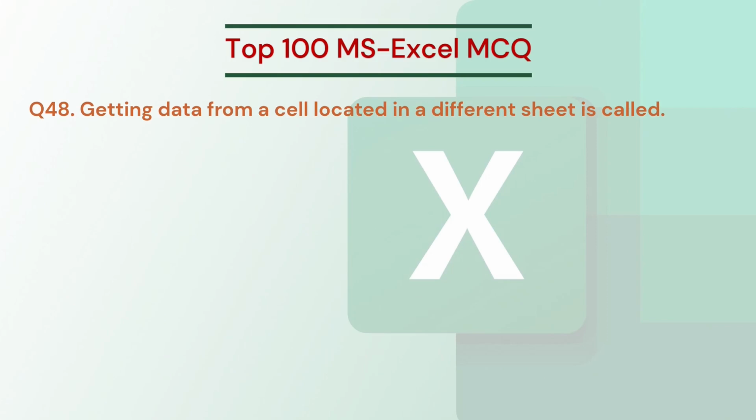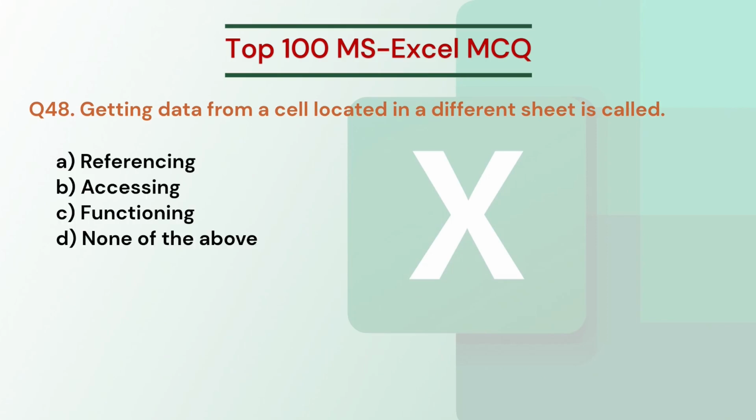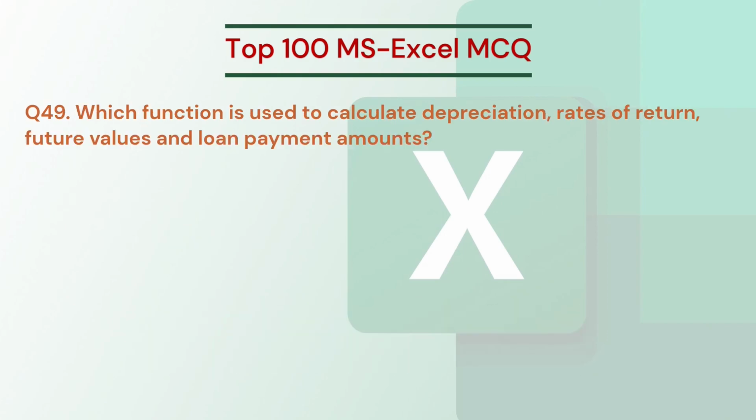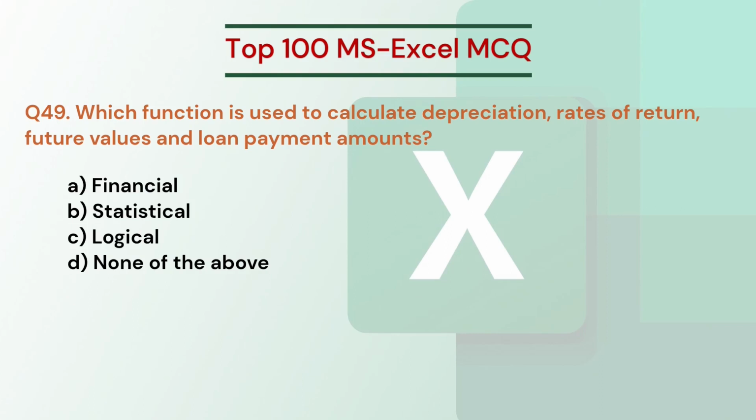Getting data from a cell located in a different sheet is called A. Referencing. B. Accessing. C. Functioning. D. None of the above. Correct answer is A. Referencing. Which function is used to calculate depreciation, rates of return, future values, and loan payment amounts? A. Financial. B. Statistical. C. Logical. D. None of the above.